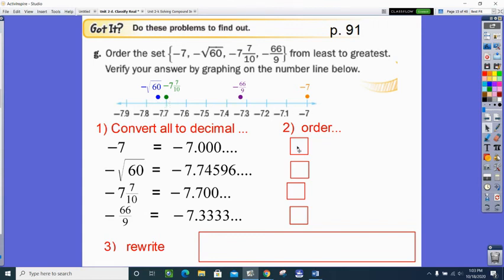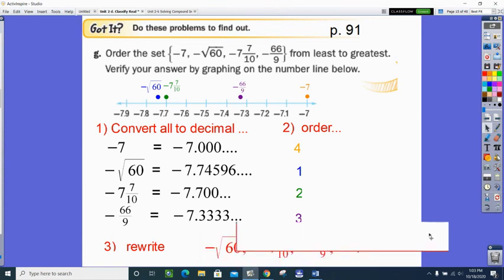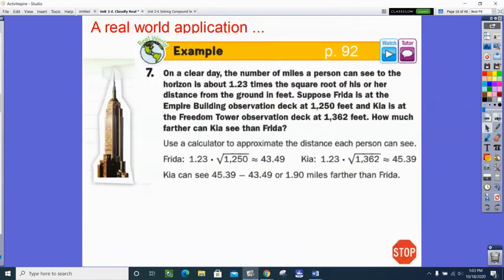So if we were going to order these guys, the first one should be that negative square root of 60, then the negative 7 and 7/10, then the negative 66 divided by 9, and then the negative 7. And we write them in the original forms they were given. So just be careful. I wanted to do a negative one to remind you that the negatives go in the opposite direction. So finally, where the heck is this stuff used?